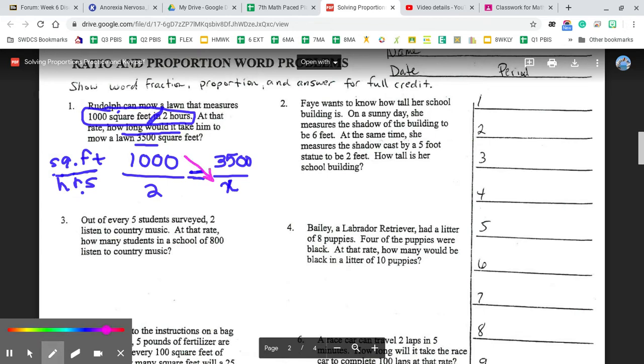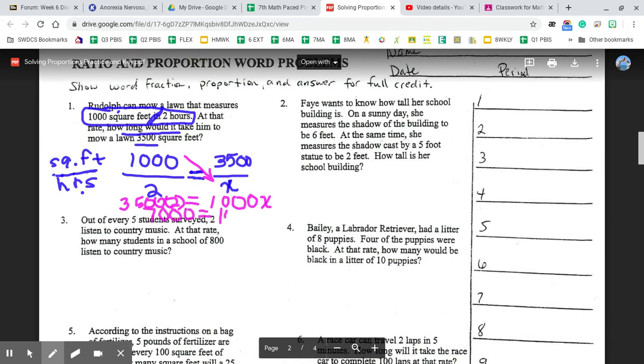So we're going to form an equation. So we have 1,000 times X is equal to 3,500 times 2. I know that 3,500 times 2 is equal to 7,000. And so I simplify that, and then 1,000x is on the other side. And then I'm going to divide both sides by 1,000.